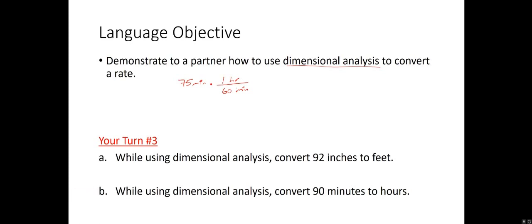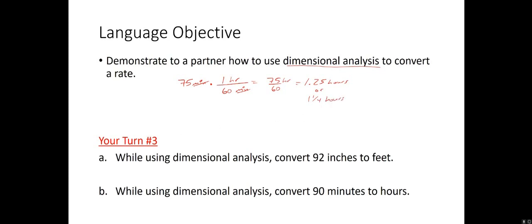So these minutes will cross cancel, and all you're left with is 75 hours over 60. Okay, the minutes cross canceled. If you type 75 and divide it by 60 in your calculator, you should be able to get 1.25, and that'll be in hours. And this is another way of saying, well, 1.25 hours.